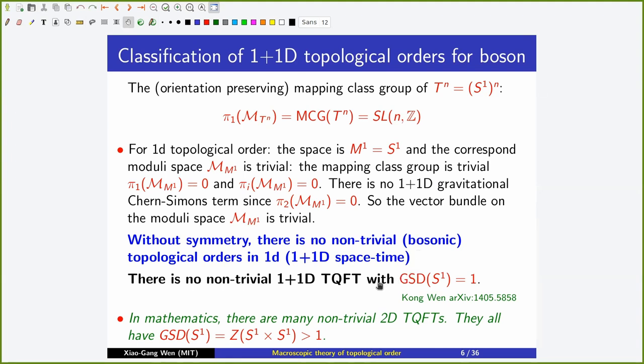For some people who are familiar with the mathematics, there are indeed non-trivial 1 plus 1 dimensional topological quantum field theories. So it looks like there's something non-trivial even in 1 plus 1 dimension. But here I want to say that this topological quantum field theory in 1 plus 1 dimension, I think in condensed matter physics corresponds to symmetry breaking states. They have ground state degeneracy on a circle. Even on a circle, there's ground state degeneracy. So maybe this 1 plus 1 dimensional topological quantum field theory actually describes a symmetry breaking state. This is what we think at the moment.